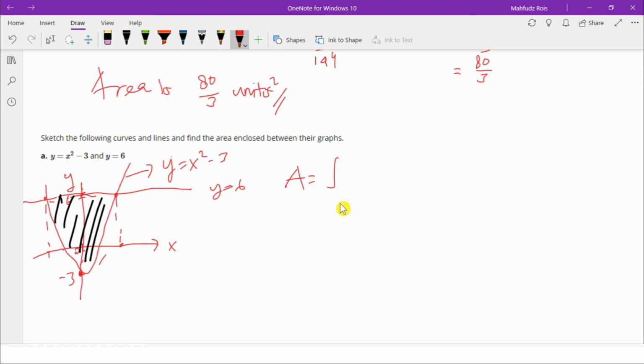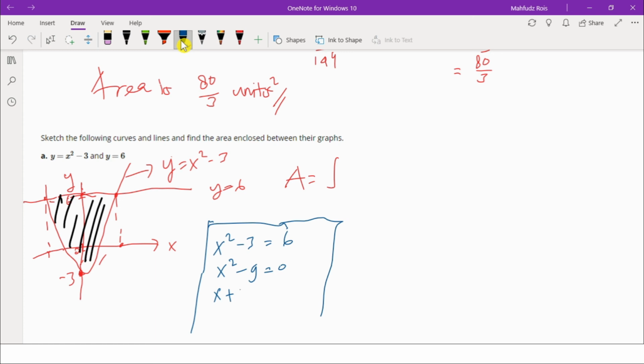You know that y equals x squared minus 3 and y equals 6. So it means y equals y. So here, x squared minus 3 equals 6, right? Here x squared minus 9 equals 0, or x minus 3 times x plus 3 if we factorize. So x equals minus 3 or x equals 3. So the limit is from minus 3 to 3.